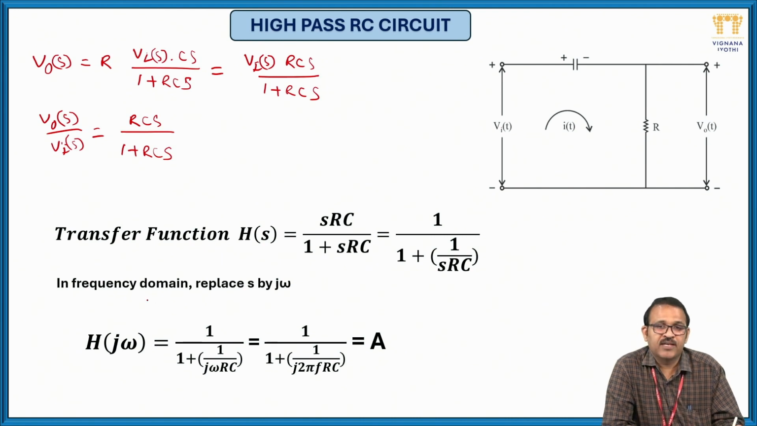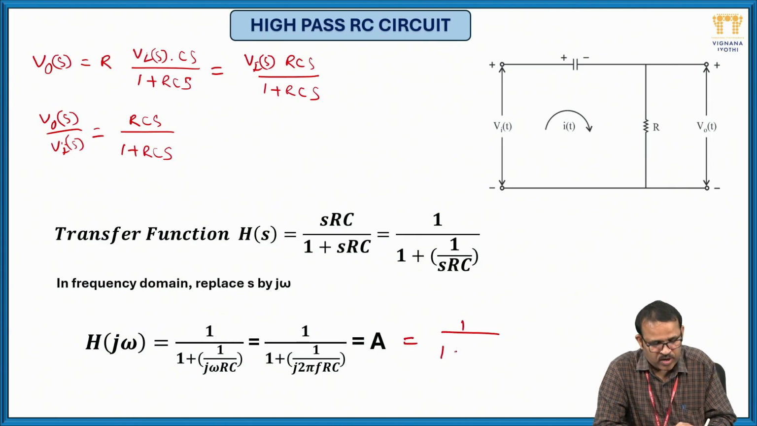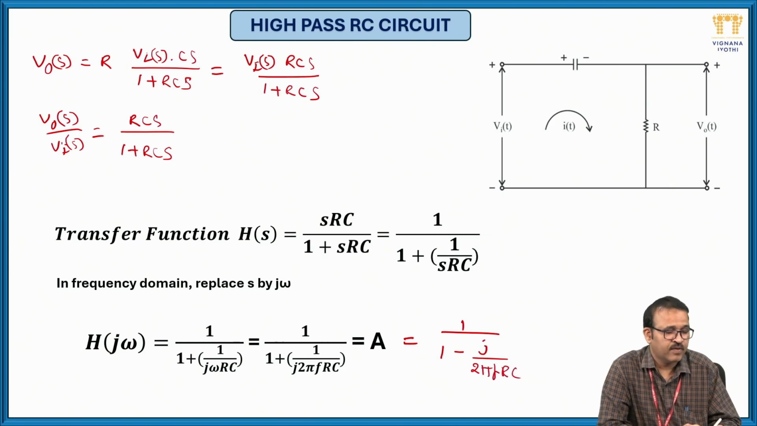Now in the frequency domain, s is replaced by j omega. So here H of j omega is equal to 1 by 1 plus 1 by j omega RC, where omega is equal to 2 pi f. So 1 by 1 plus 1 by j 2 pi f RC. So you can write this as 1 by 1 minus j by 2 pi f RC. So this is the gain function.